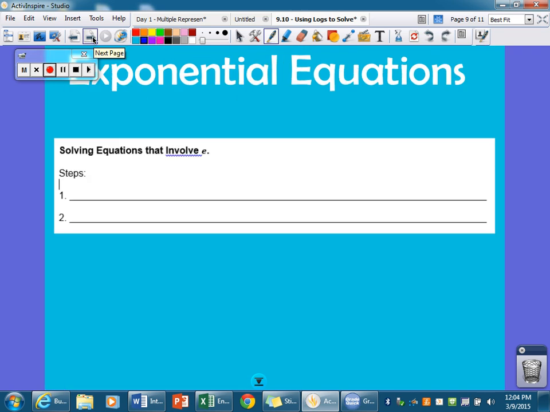Okay, so now we are on the back of the worksheet. The back of the worksheet is going to be all no calculator. Now this one is going to involve the natural log, the e. Notice all of these are going to have e to the x in them. That's what makes it special, and that's how you know you're going to be using these steps.